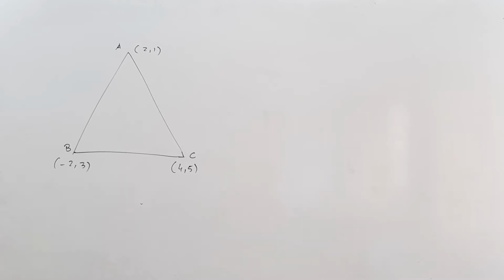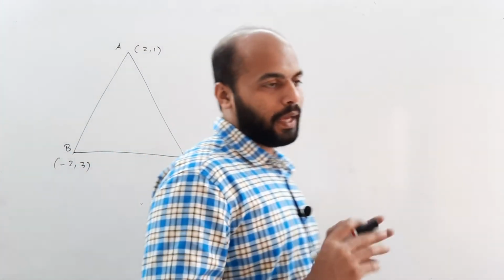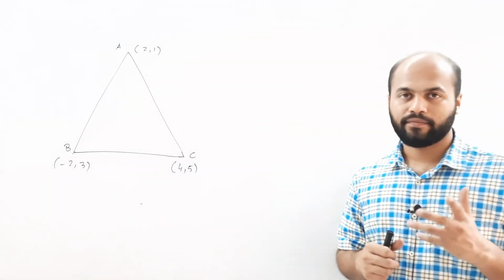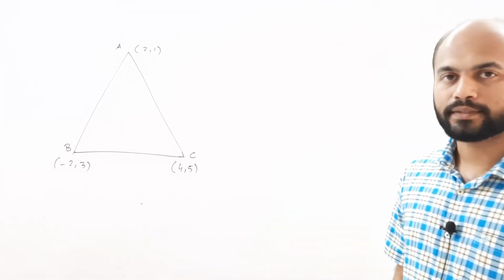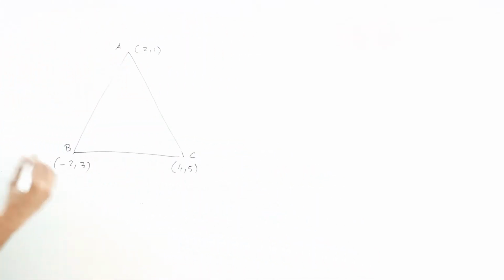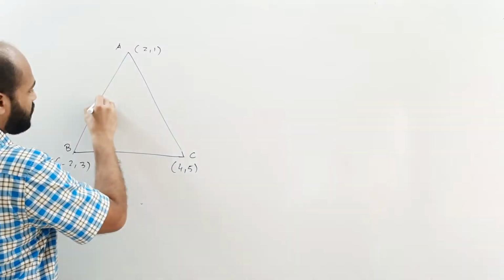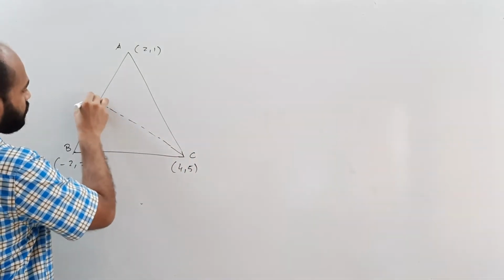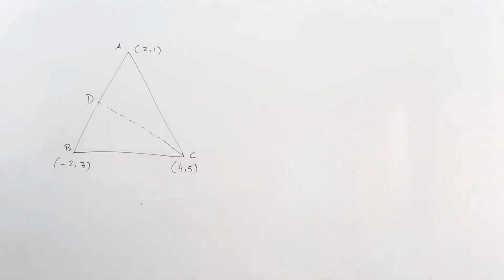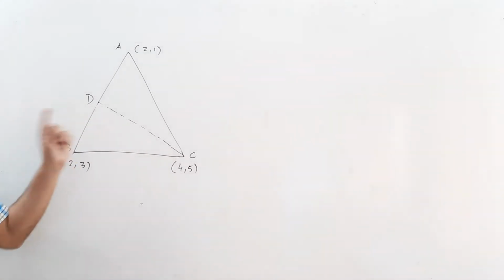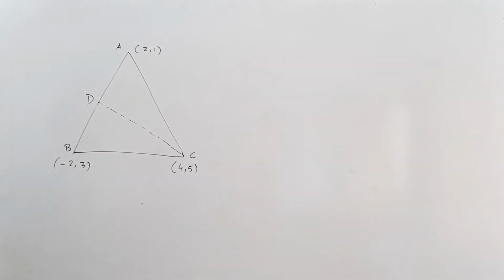Let's take the next problem. The next problem is a slightly applicative type of problem wherein it's not direct. So we'll have to apply a few concepts and then we have to find the equation of those things. So the first one is we have to find the equation of the median through C. That means D is the midpoint of this side, and precisely we have to find the equation of the line CD, which is the median through C. So first of all we'll have to find a point D, and we can do that through the midpoint formula.